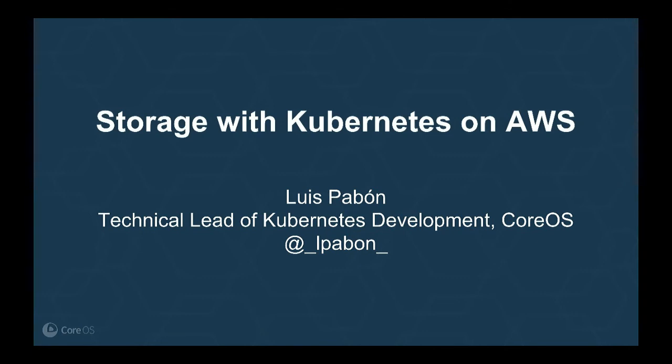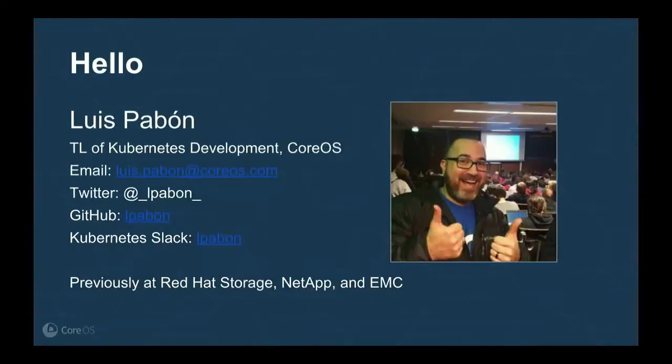My name is Luis Pavon, and I am the technical lead of Kubernetes development at CoreOS. Here's a little bit of introduction about myself. I started at CoreOS about 6 months ago, a little more than that. But before that, I spent 3 years at Red Hat Storage, 3 years at NetApp, and about 12 years at EMC. So I've been around storage for a long time now, everything from kernel development all the way up to services and RESTful services.